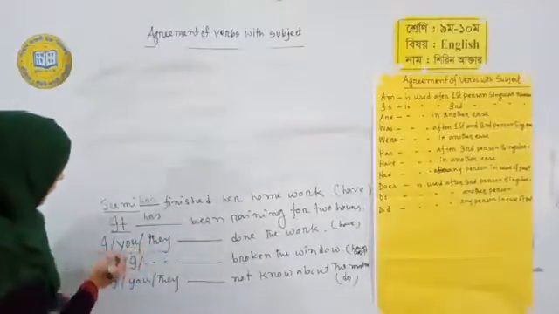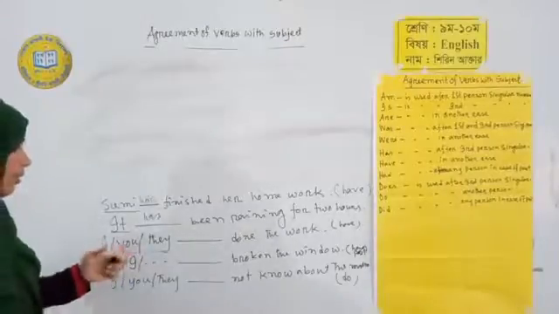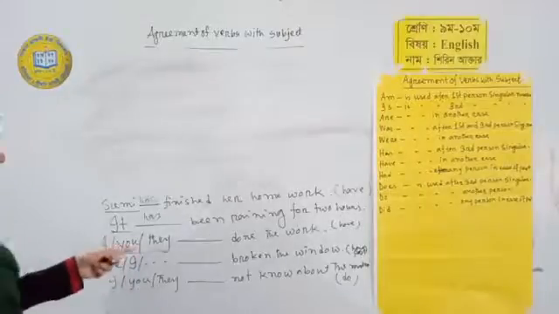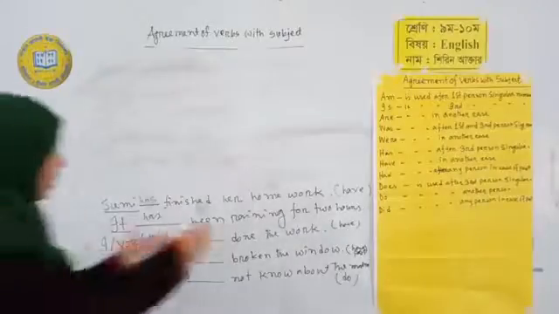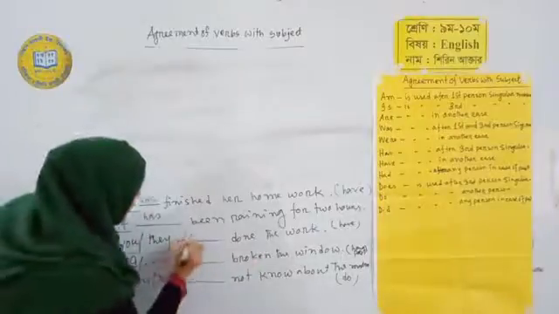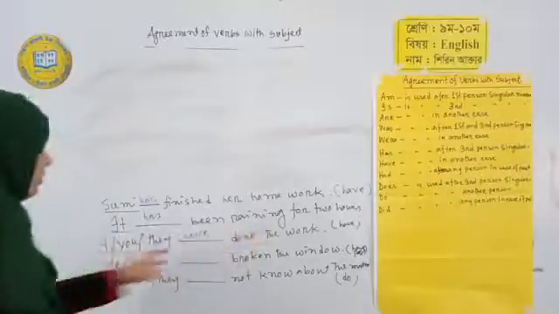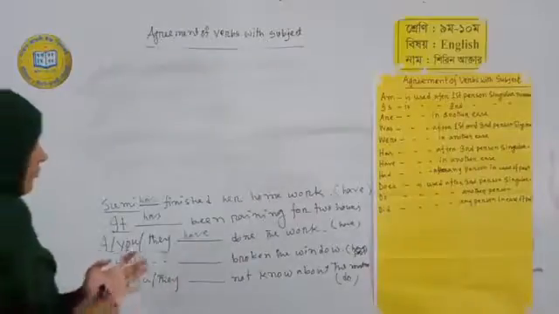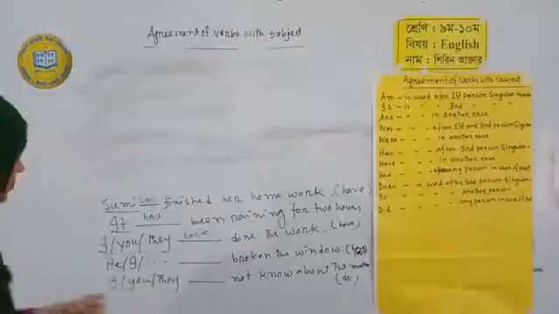Then I, first person singular number; you, second person singular or plural; we, which can mean both singular and plural; they, third person plural. In these cases have is used. So here: I have done the work, or you have done the work, or they have done the work. That means except third person singular, in all cases we will have have.